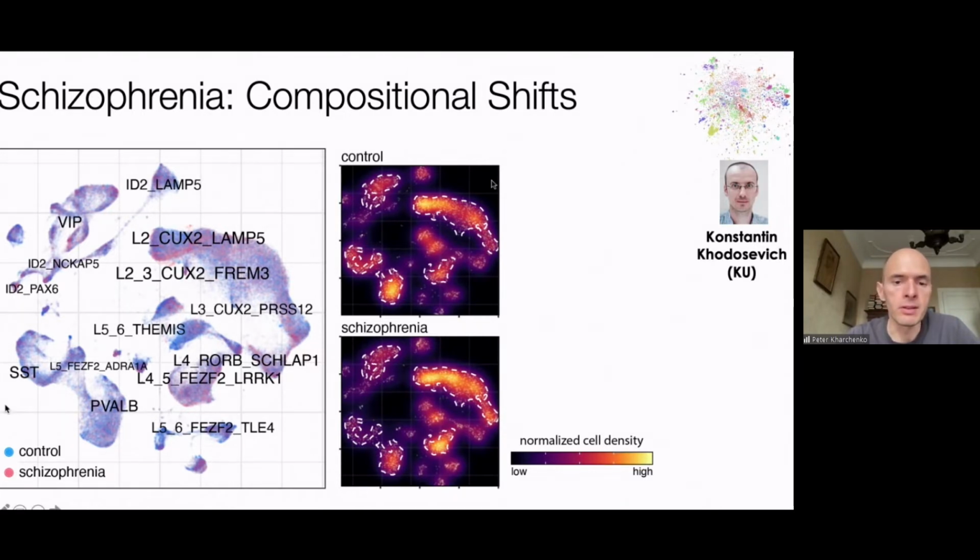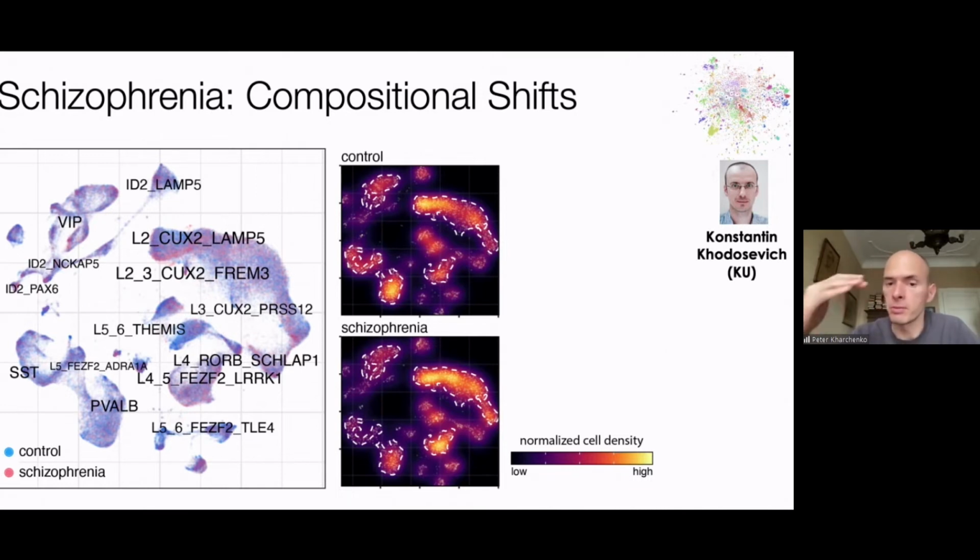And here's an example. We basically use cell density in some kind of space. In this case, the density is calculated in this embedding space. You could also calculate it in this kind of a joint graph space. And we have control samples, schizophrenia samples. The density is calculated for every sample separately, normalized, and then added up.